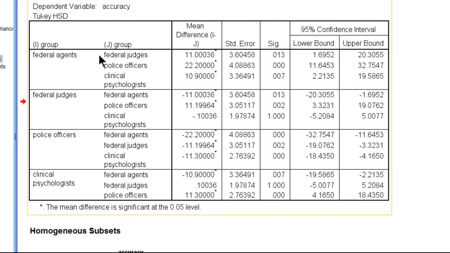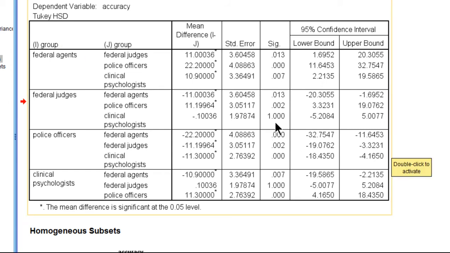So the difference between the federal judges and the federal agents is statistically significant. The difference between federal agents and police officers is also statistically significant, p less than 0.001. And the difference between federal agents and clinical psychologists was statistically significant, p equal 0.007. So because all these p-values are less than 0.05, the alpha level specified for this analysis, we can say that the federal agents outperformed all three groups. And we don't worry about family-wise error rate increases because we use the Tukey-Kramer HSD.